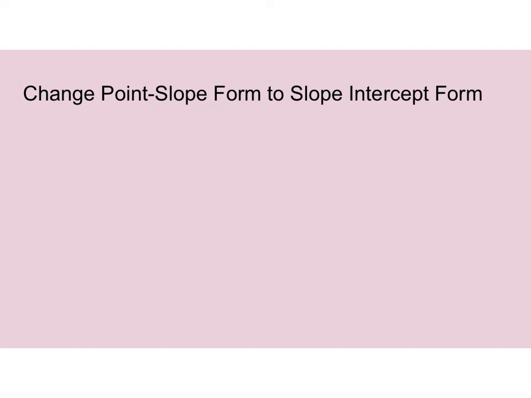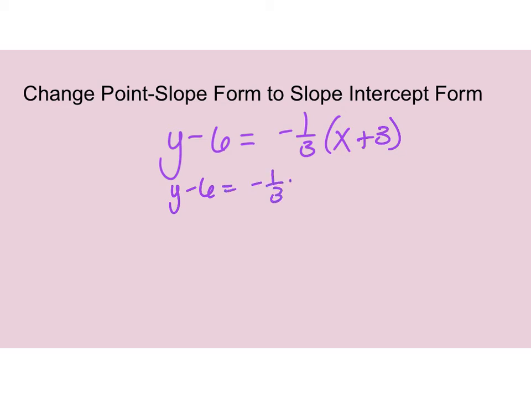So the next thing we're going to do is actually change that original equation, y minus 6 equals negative 1/3 times x plus 3, to slope intercept form. The first thing we're going to do is distribute to get rid of those parentheses. So y minus 6 equals negative 1/3 x minus 1, because 1/3 of 3 is 1. Then I'm going to add 6 on both sides to get y by itself. So y equals negative 1/3 x plus 5.